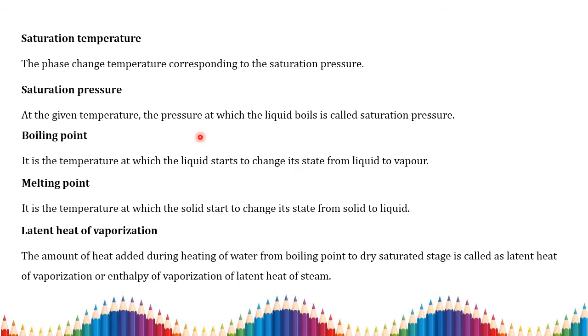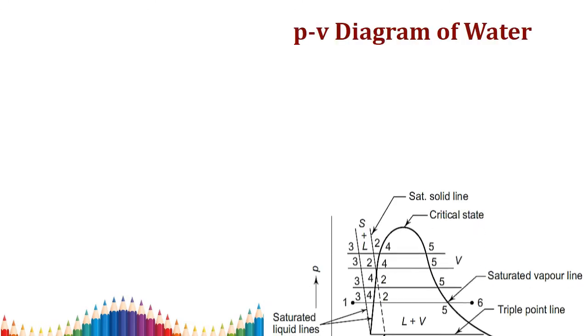As we all know, what is meant by boiling point? The boiling point is the temperature at which the liquid starts to boil and changes from the liquid phase to the vapor phase. The melting point is the temperature at which the solid starts to change its phase from solid to liquid. As I explained earlier, the latent heat is added here to change the liquid phase, that is water, into steam. That process is known as the latent heat of vaporization.